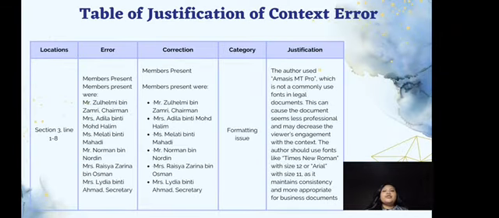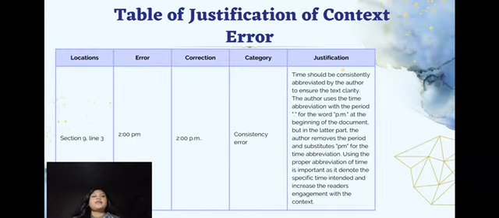Next, the writer should use common business document fonts like Times New Roman, size 12, or Arial, size 11. The use of fonts like Amasis MT Pro will cause formatting issues to the document and will decrease viewers' engagement with the material's content. And lastly, there is the consistency error.